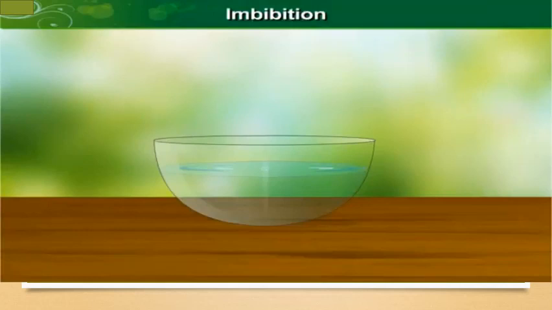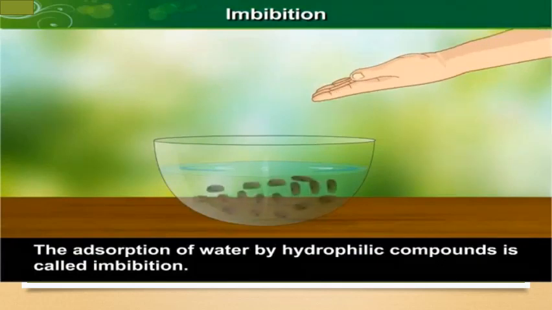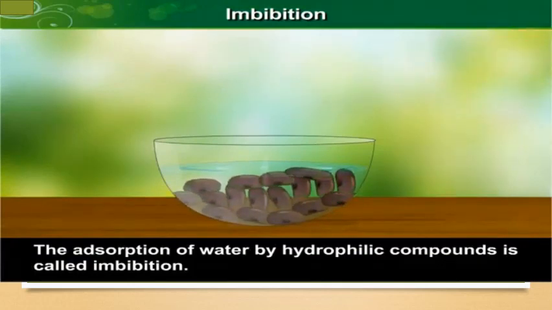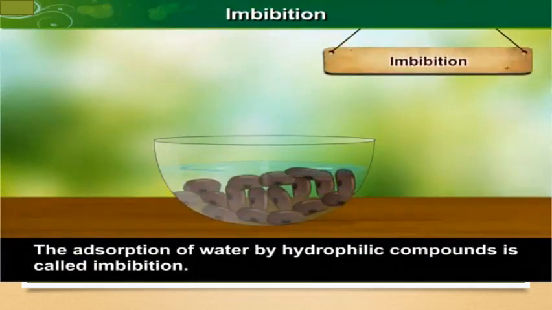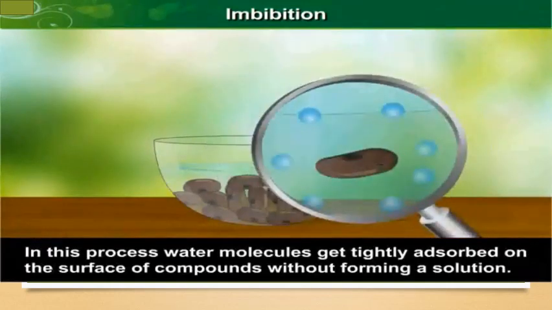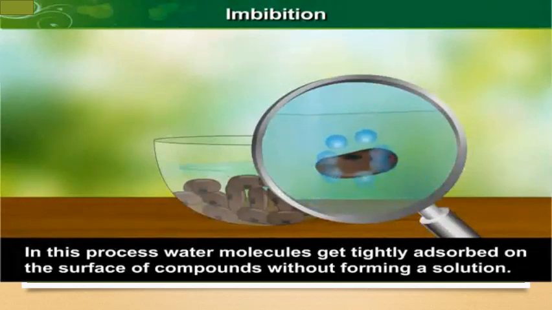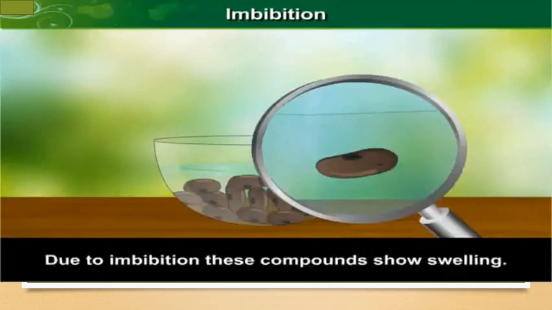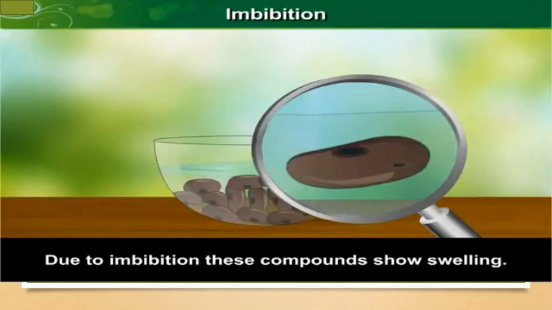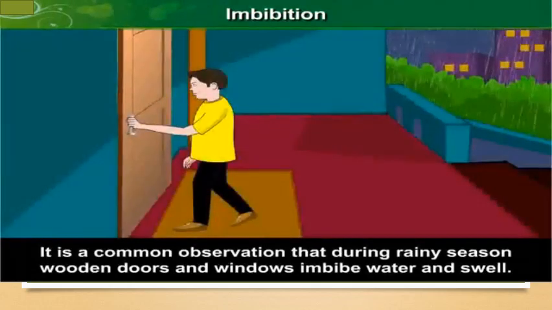So watch this animation. This is an example of imbibition. The adsorption of water by hydrophilic compounds is called imbibition. In this process, water molecules get tightly adsorbed on the surface of compounds without forming a solution. Due to imbibition, these compounds show swelling.